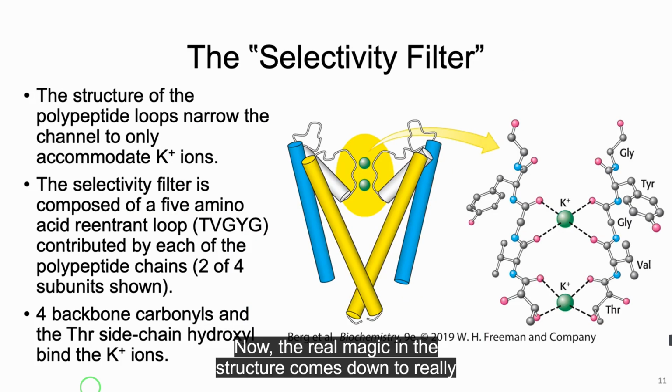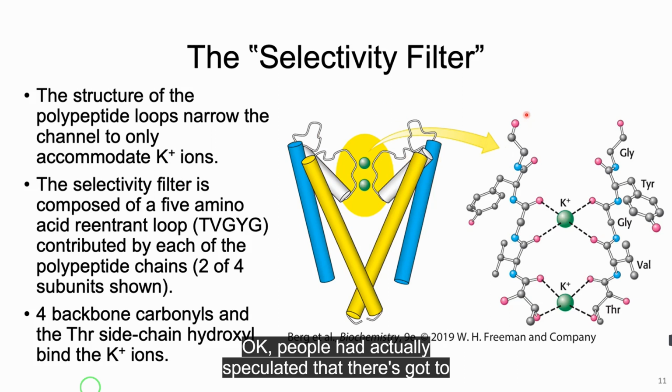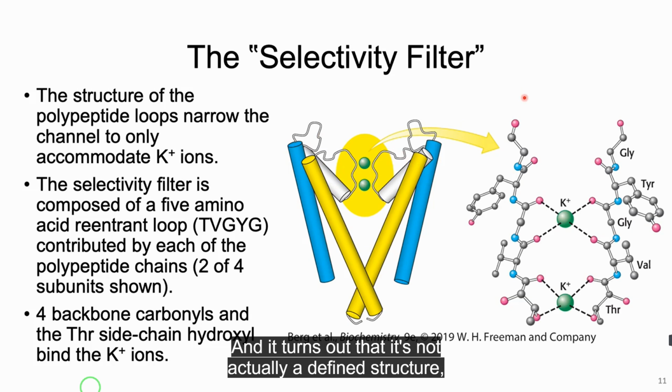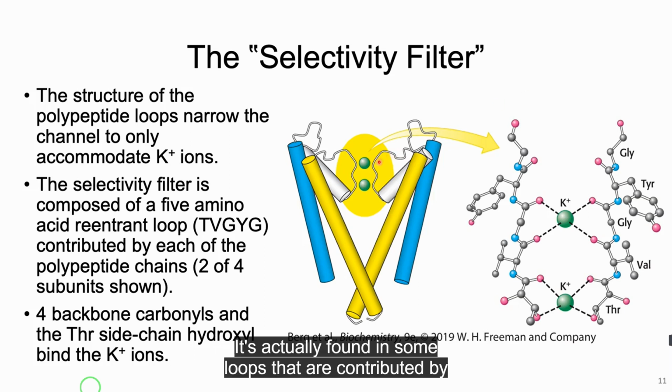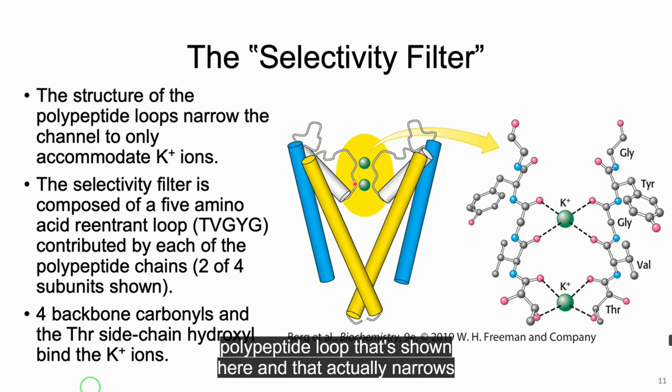Now, the real magic in the structure comes down to really understanding the selectivity filter. People had actually speculated that there's got to be something inside of that channel that's going to select for one ion versus another. And it turns out that it's not actually a defined structure, say an individual alpha helix or a beta sheet. It's actually found in some loops that are contributed by each of the subunits. So this is just a cutaway view of 2 of the 4 monomers, just for simplicity. But each of the monomers is going to contribute a polypeptide loop that's shown here. And that actually narrows the channel, and it only allows for the green potassium ions to bind.